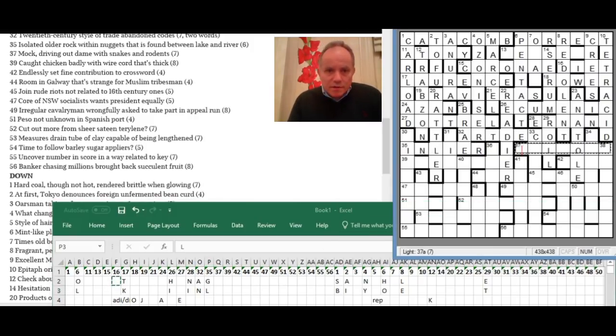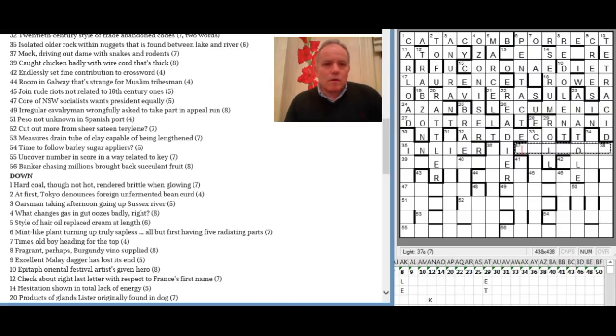Now, 37 across, mock, driving out dame with snakes and rodents. Was that rattler? No, it doesn't really work there. Mock, false, cod? Driving out D for dame, coal with snakes and rodents. It'd be useful to get that because we need some help in this bottom half.